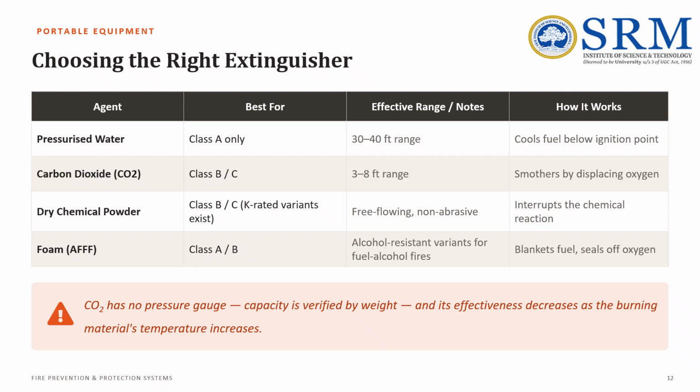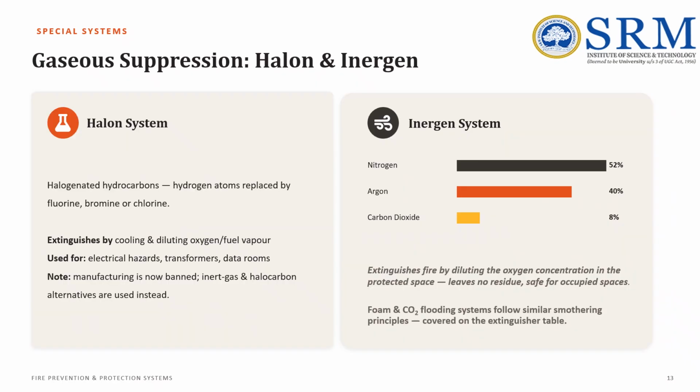and leaves no residue. Dry chemical powder extinguishers interrupt the chemical chain reaction and are effective on Class B and Class C fires. Foam extinguishers create a blanket over flammable liquids, preventing oxygen from reaching the fuel, making them suitable for Class A and B fires. Selecting the correct extinguisher is essential for safe and effective firefighting.